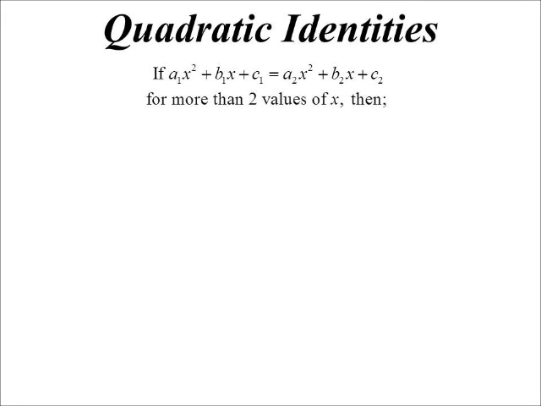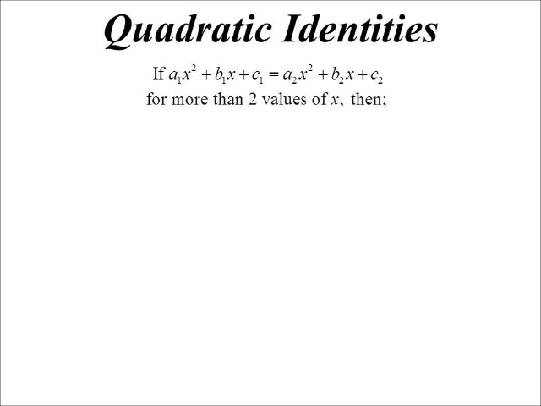Quadratic identities. Actually, I suppose technically I should have a congruent symbol there rather than an equal symbol, because when it's an identity, we're saying these are exactly the same. So sometimes you will see a congruent symbol there rather than an equal one.